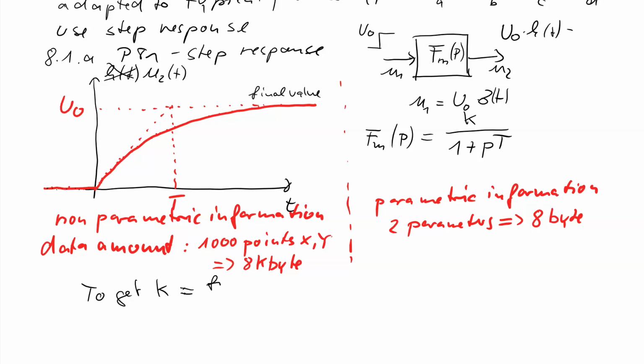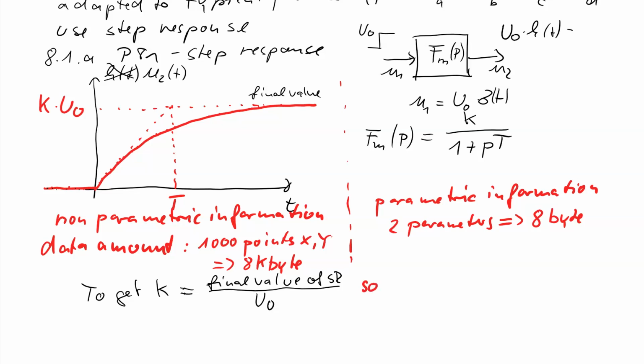K is the final value of the step response, but the K is the DC gain of your model, and if your input signal has an amplitude U sub O, then you have to divide this by U sub O, and you know I have made a mistake. The final value here is of course K times U sub O. K is the DC gain of your process, and you get the K by dividing the final value by your input voltage of your step function.